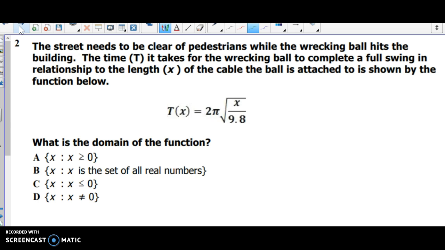For number 2, we have a word problem. The street needs to be cleared of pedestrians while the wrecking ball hits the building. The time it takes for the wrecking ball to complete a full swing in relationship to the length x of the cable of the ball is attached by the function below. So we want to know what the domain is. We want to know what the x values are for this particular function.